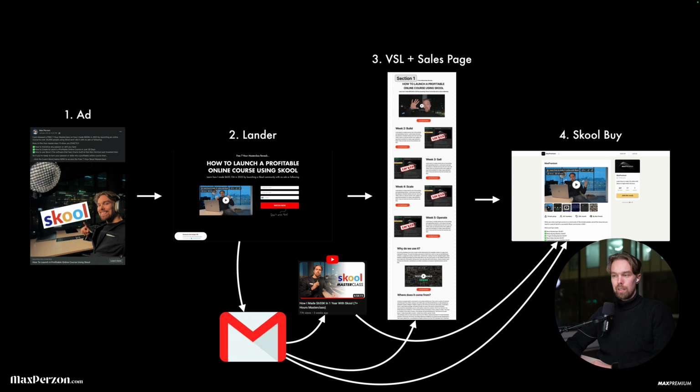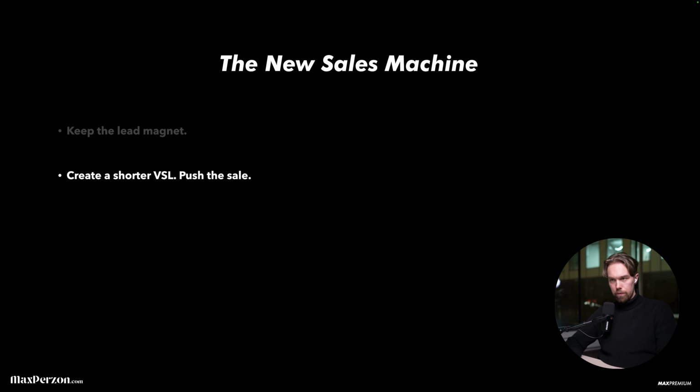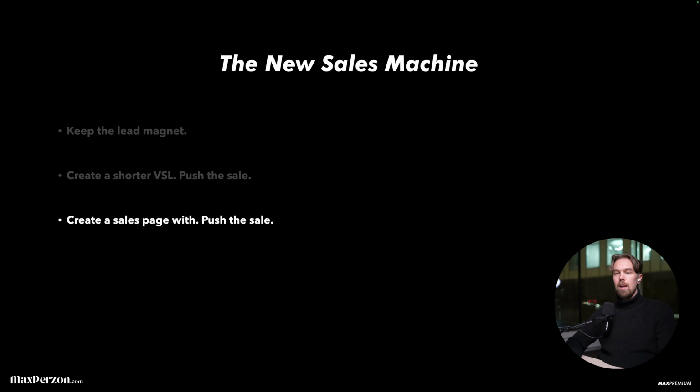And the big difference again is that we remove the 7-hour masterclass from the sales page, replace it with the shorter VSL, a really, really good sales copy, sales page, and we do that instead. So we're going to keep the lead magnets. We're going to create a shorter VSL. We're going to push for the sale. And we're going to create a sales page that also pushes for the sale.